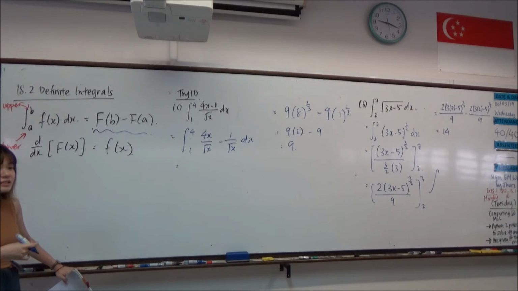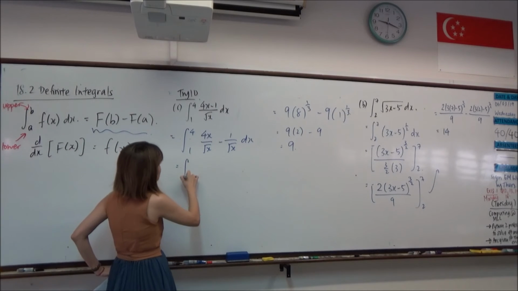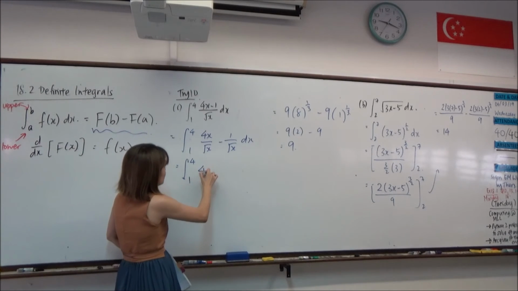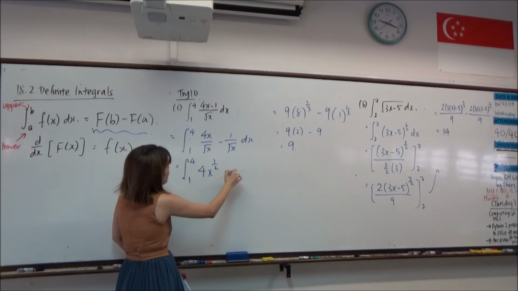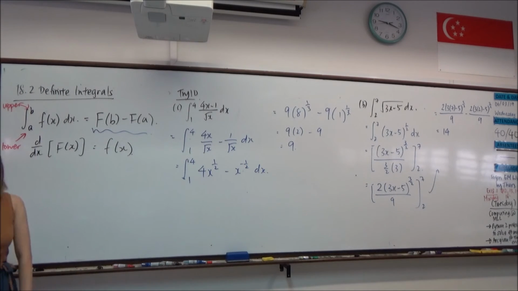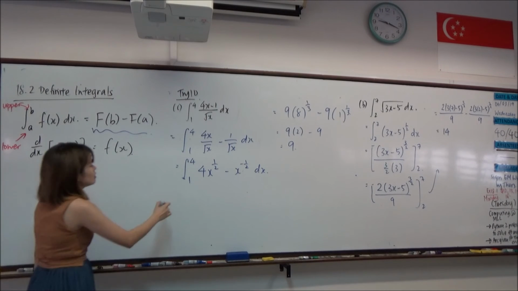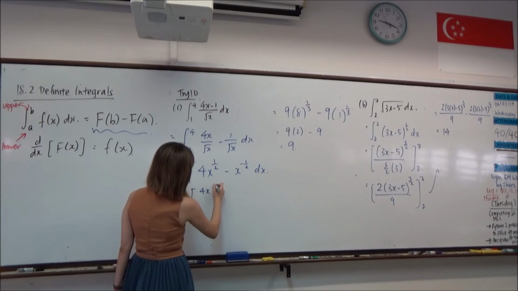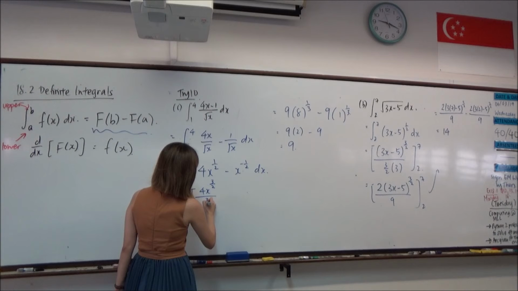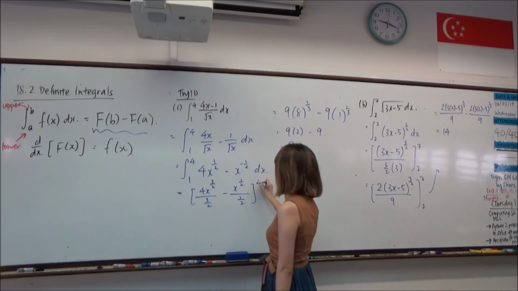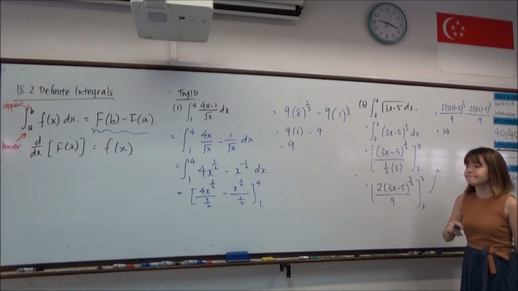Okay, what do we do next? Cancel? Cancel what? Simplify to get what? x to the half, minus away x to the negative half. Do we agree? Then at this point, do we know how to integrate already? We know, right? We have the skills. So therefore, here we will be getting this.